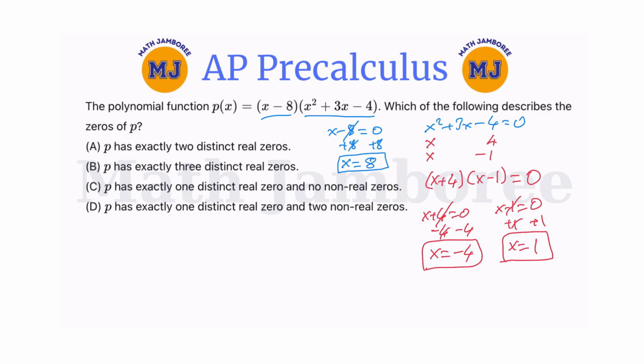So we found that negative 4, 1, and 8, these are the zeros, not the factors. These are its roots. So technically they are all different, and the quantity is 3. So p has exactly 3 distinct real zeros. That's why the correct answer for this specific question is choice B.